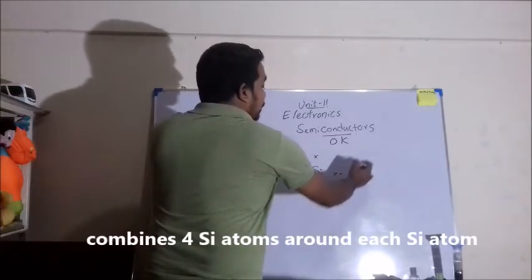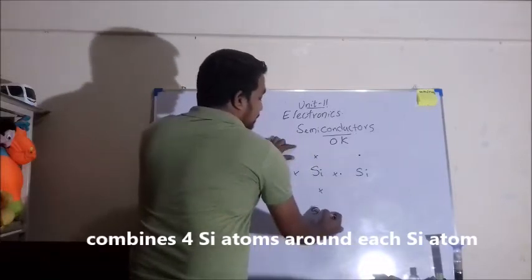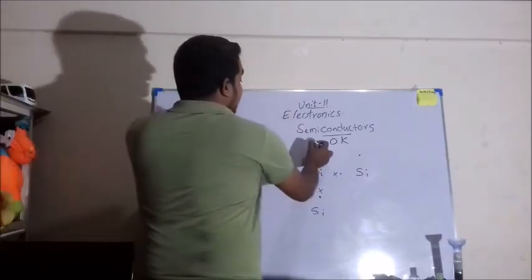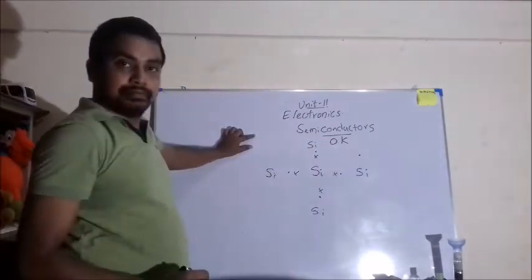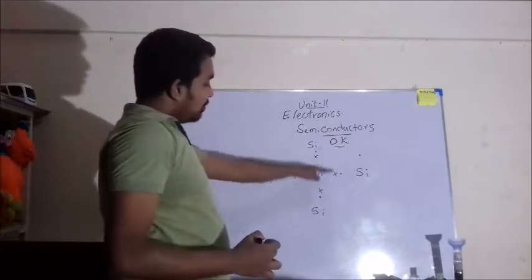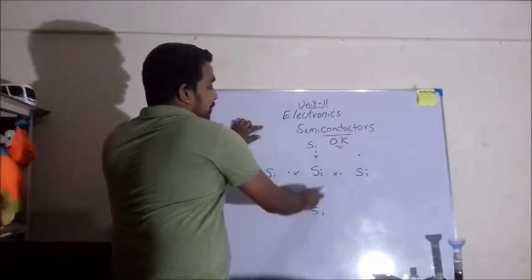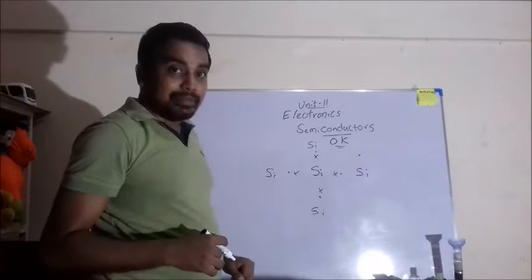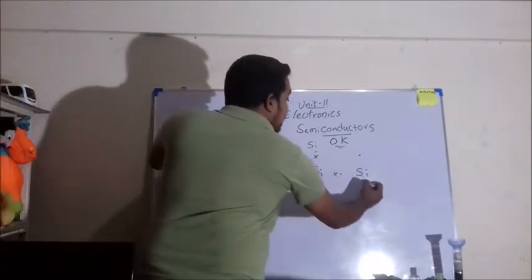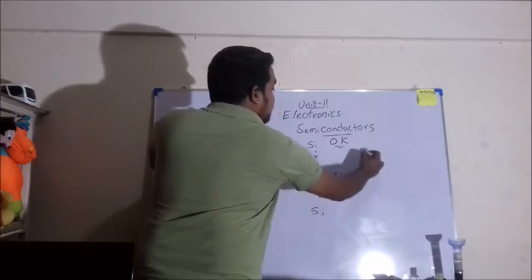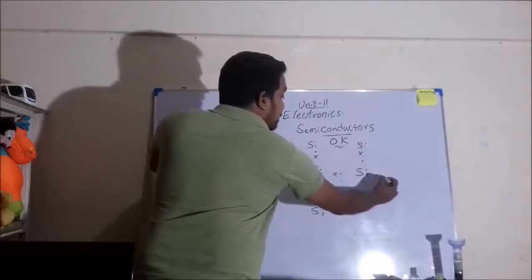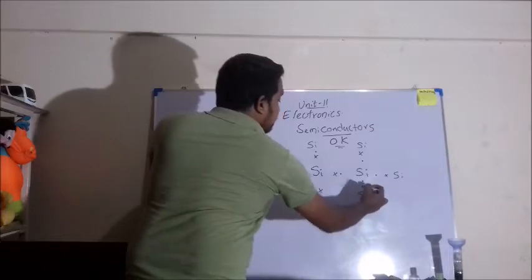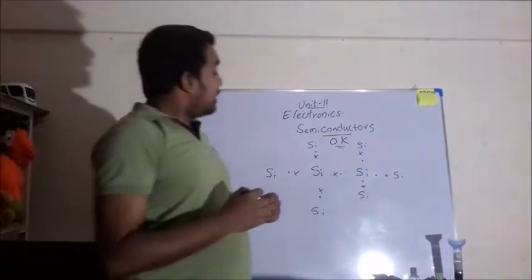4 silicon atoms around one silicon atom at 0 K. Now this silicon has 1, 2, 3, 4, 5, 6, 7, 8 electrons, and the outermost energy level is completed and it is stable. Each of these silicon atoms is combined with other 4 silicon atoms. Like that, you may draw it in any extent.